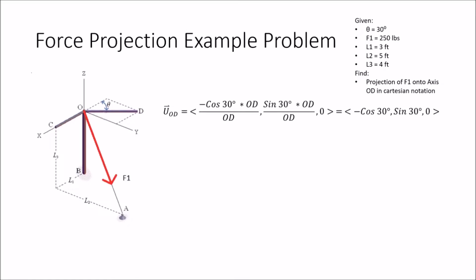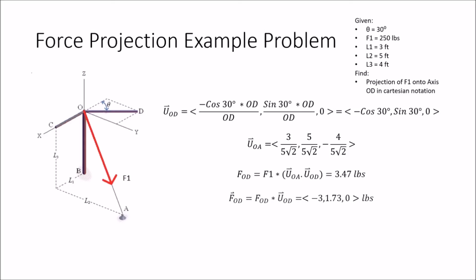Next, we have to find the unit vector for OA. In a more traditional fashion, since it gave us all the lengths, we will have to take the Cartesian position vector and divide it by the magnitude in order to get the unit vector. Then we will perform the dot product and multiplication to get the magnitude of 3.47. Then to find the projected force in Cartesian vector format, all we do is multiply and we get our final answer.